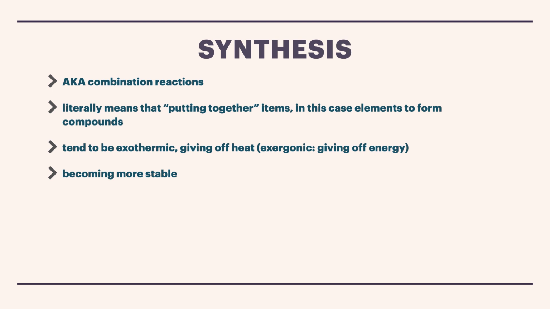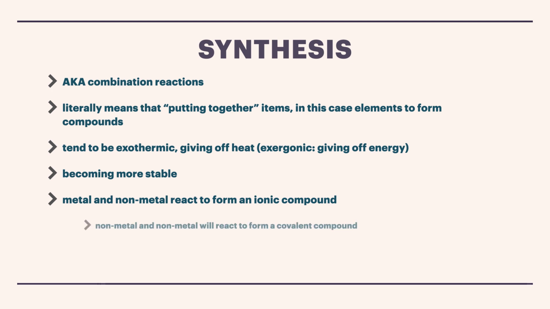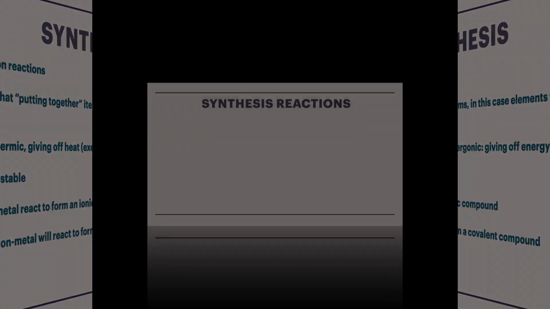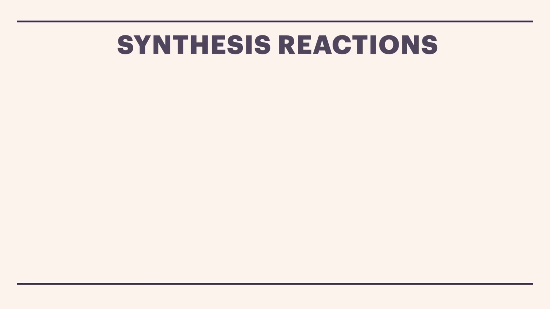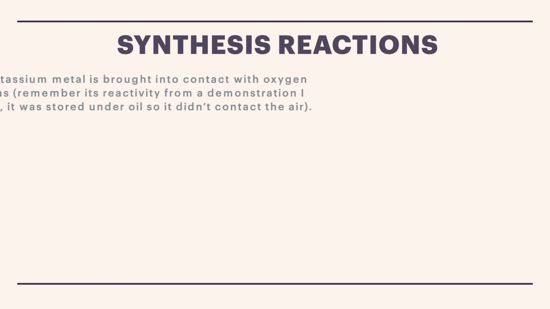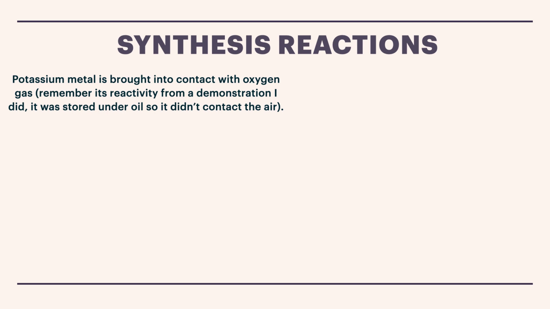You can have different kinds of synthesis reactions. We could have a metal and a non-metal react and come together to form an ionic compound. Or alternatively, we could have two nonmetals combine, and of course they would share electrons and form a covalent compound. Let's look at a few examples of synthesis reactions and see how we can go about predicting what the product would be. So in our first example, I'm going to take some potassium and I'm going to allow it to come in contact with oxygen.